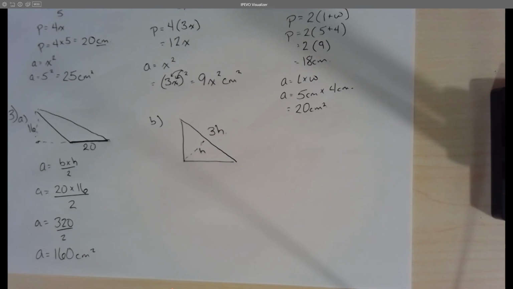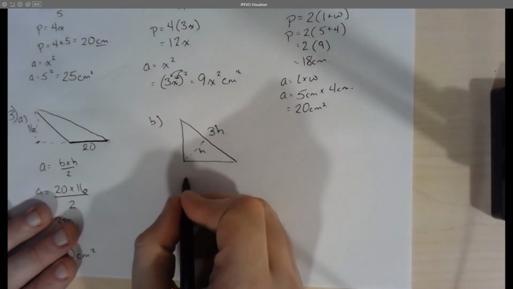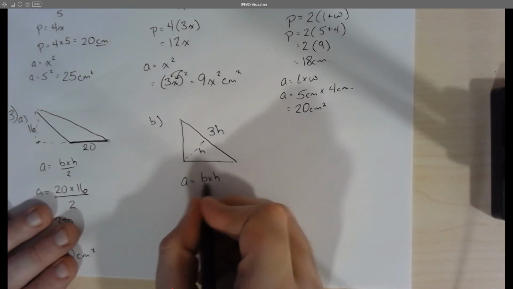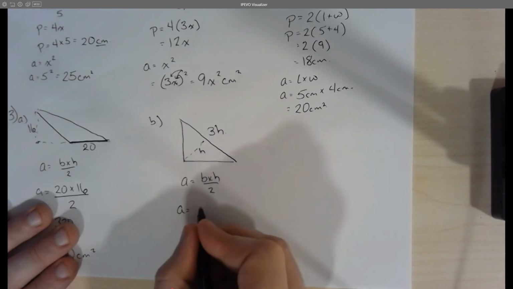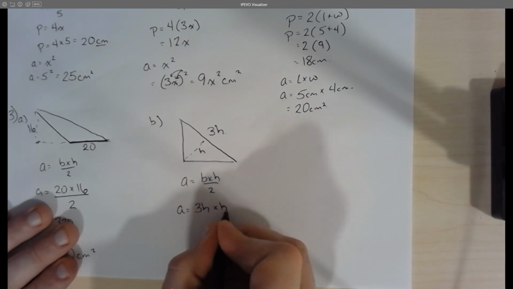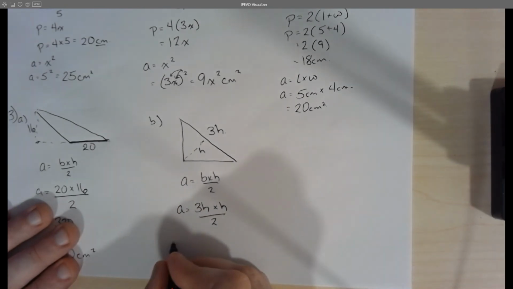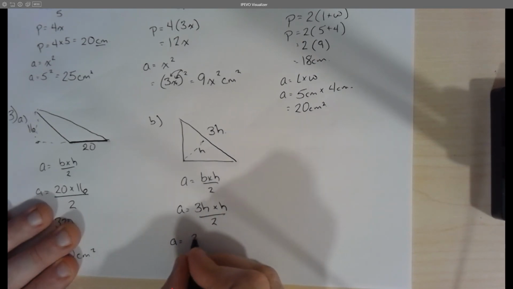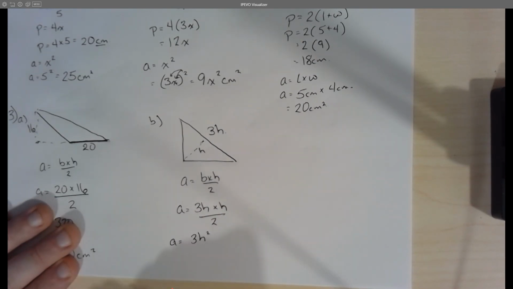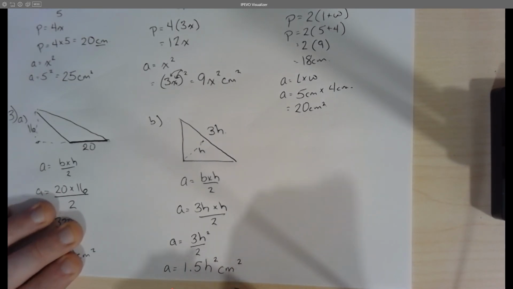So this is going to get a little bit trickier as we go through trying to solve this, but it works the same way. This is our base, this is our height, so our area equals base times height divided by 2. Our area equals 3h times h divided by 2. 3h times h is going to be 3h squared divided by 2, which means our area is now 1.5h squared centimeters squared.